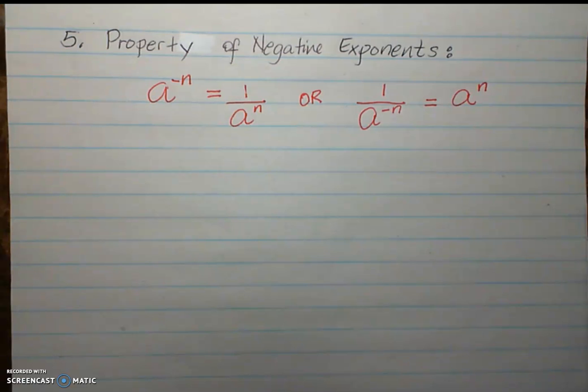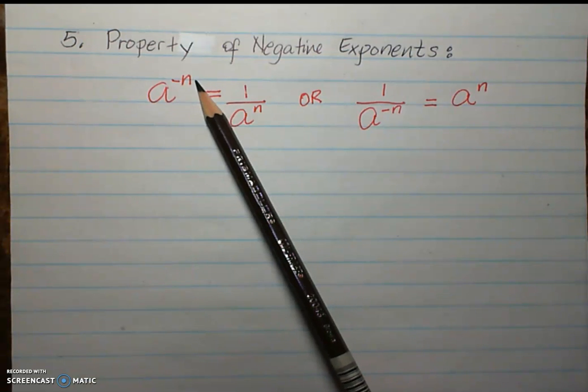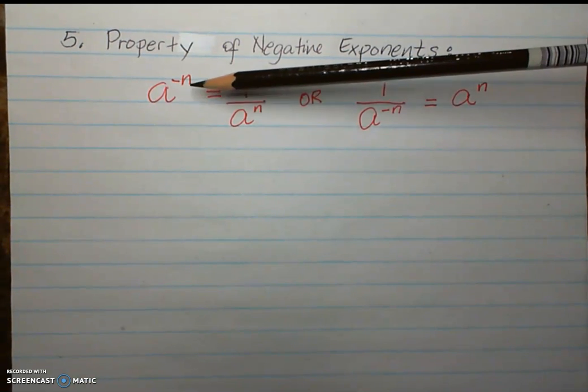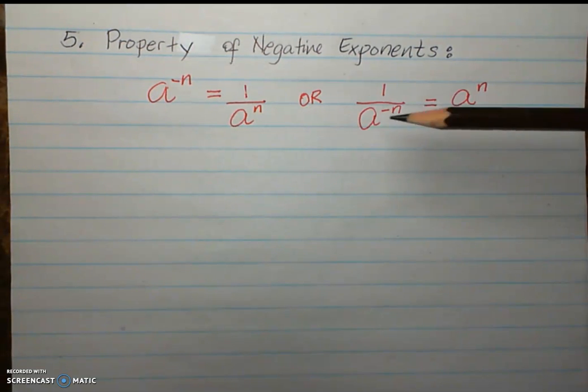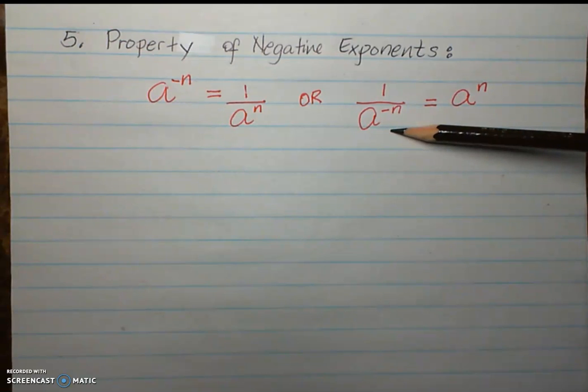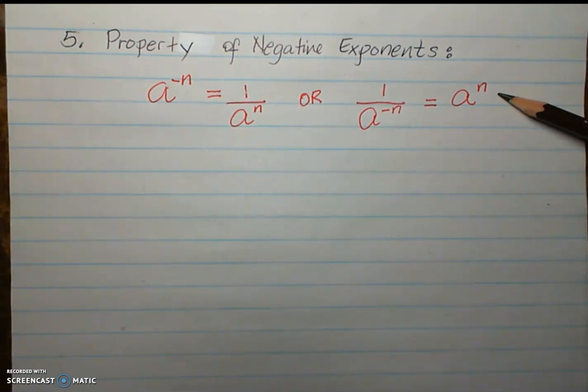The next property is the property of the negative exponents. So if a is raised to a power of a negative number, what you're going to do is move it to the denominator in order for it to become positive. However, if the negative is found as an exponent of a denominator, you will have to move it to the numerator in order for it to become positive.